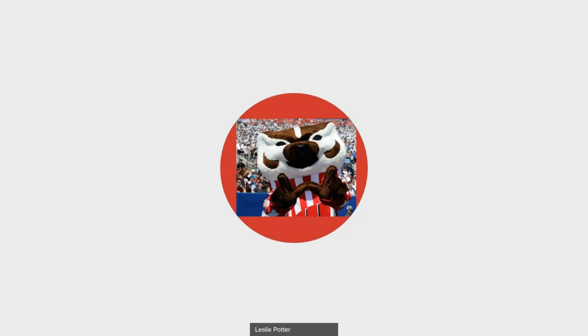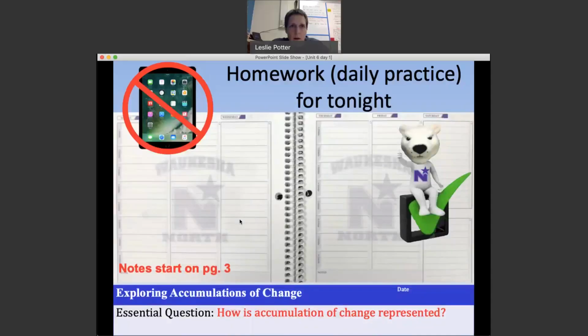One, and we are making a significant shift in how we're looking at functions and relating them to calculus, starting with this unit. So today we're talking about exploring accumulations of change. An accumulation is a lot like snow accumulating, right? It's something that tends to just kind of pile on time after time after time. So our central question is, how is accumulation of change represented?